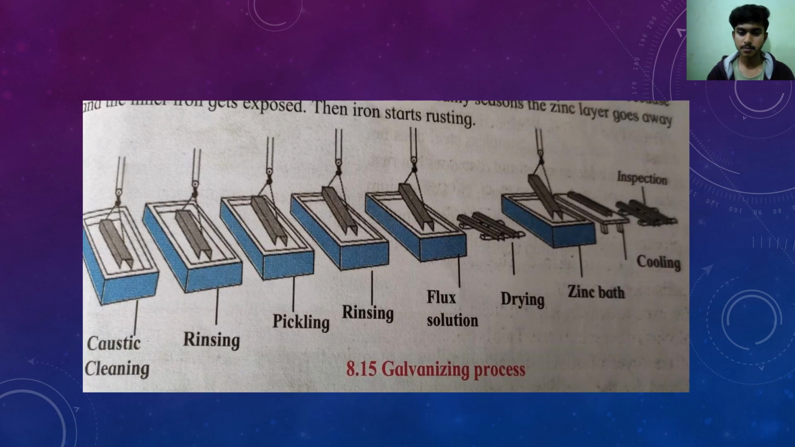Here you can see the galvanizing process. Firstly, caustic cleaning, rinsing, pickling, and again rinsing, flux solution, drying, zinc bath, cooling, and at last inspection.